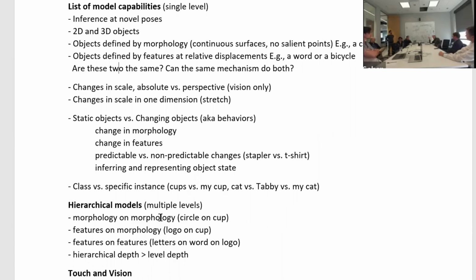Regarding the features and features, the letter example, I would consider a letter to be a morphology. Yes, I did say that. I said letters are morphological features, but now it's an object. So now I have this object called a letter, and the arrangement of the letters is features relative to each other. And then the arrangement of the word Memento relative to the triangle of the logo is also features to features.